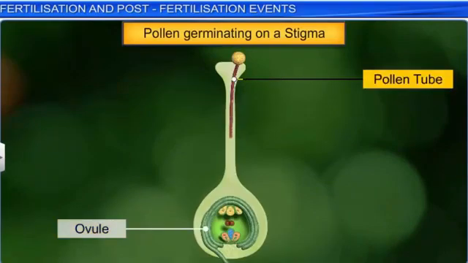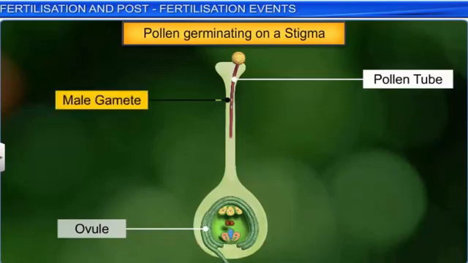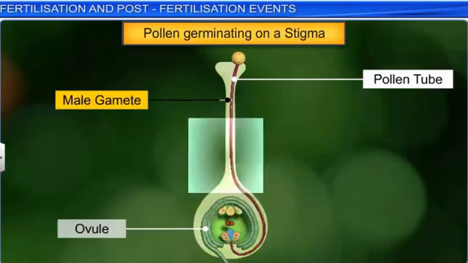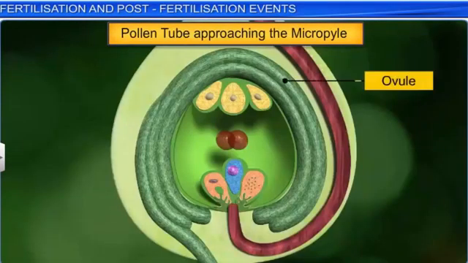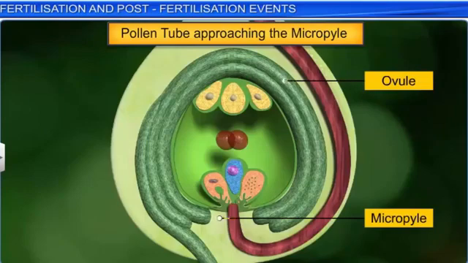The pollen tube, containing the 2 male gametes, then secretes hydrolytic enzymes which help the pollen tube to digest the tissues of the style as it travels down to enter the ovule through the micropyle, a minute opening in the ovule.